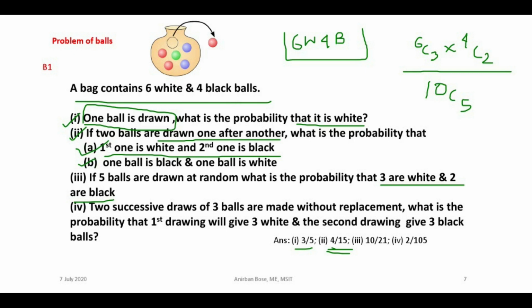Now see the next problem. 2 successive draws of 3 balls are made without replacement. What is the probability that the first drawing will give 3 white and the second drawing will give 3 black? Okay, so here again you see a total of 6 balls have been drawn, but there is a question of order here also. There are 2 successive draws. So first 3 balls are drawn, and the second time again 3 balls are drawn. So in this way it has been done, 2 successive draws of 3 balls.